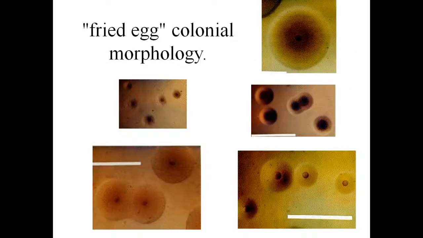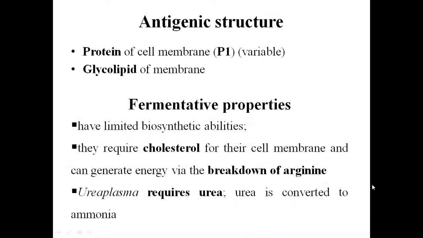In this diagram, you can see the morphology of colonies of mycoplasma. They resemble fried eggs. They have two antigens. The first one is a protein of the cell membrane, that is called P1. It is a variable antigen. And another one is a glycolipid of the membrane. So it has no cell wall, so there are no other antigens.